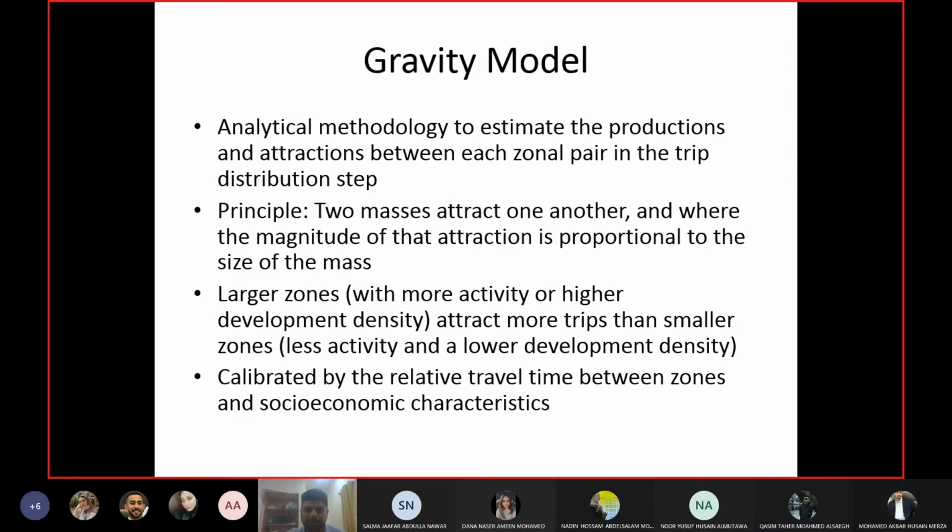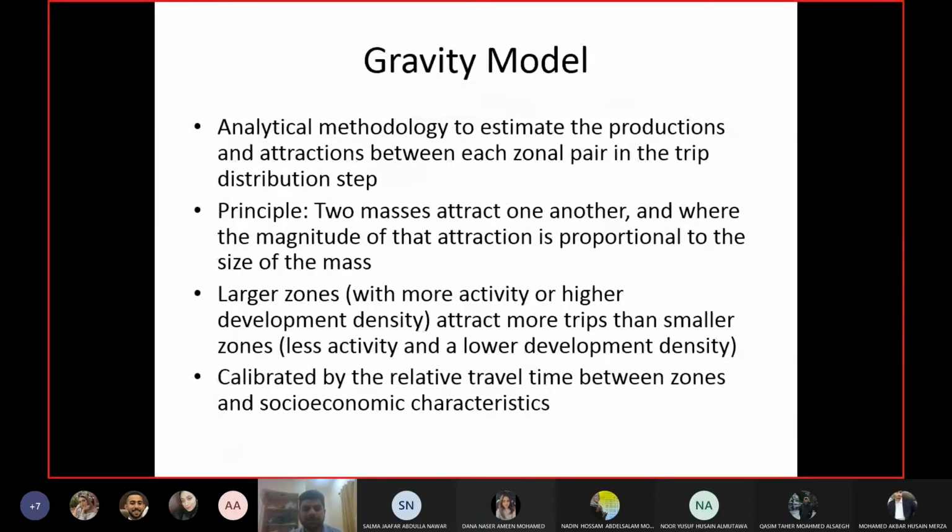Okay, so they are produced, but where are they going? Then you should know that. And they are attracted, then where are they coming from? So this is the trip distribution. Now the gravity model will give you trip distribution between each pair of zones in terms of attractions and productions.